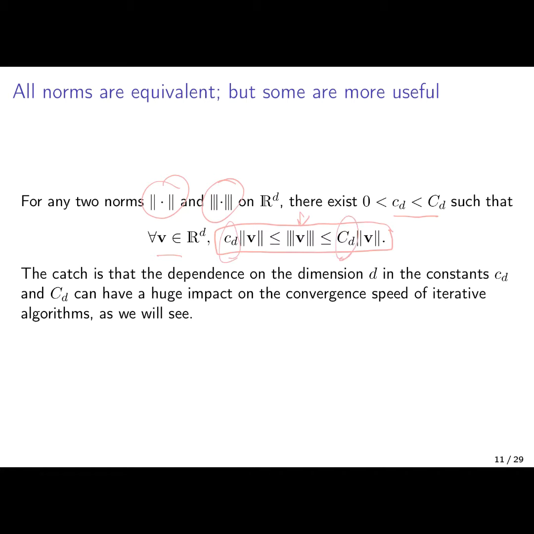Okay, and the key here is these coefficients, these numbers C and D, they do not depend on the vector v, but they do depend on the dimension of the space. As you're going to see, a lot of algorithms that we study try to exploit the fact that different norms may give you a different convergence rate of certain iterative algorithms. So sometimes we have to choose a proper norm for our algorithm and for our problem. Okay, so we'll see examples of this in later lectures.